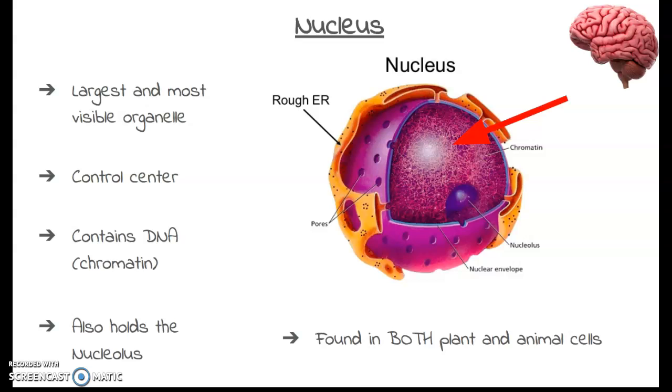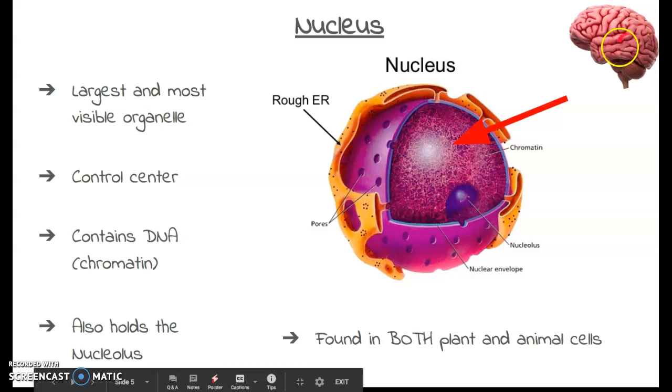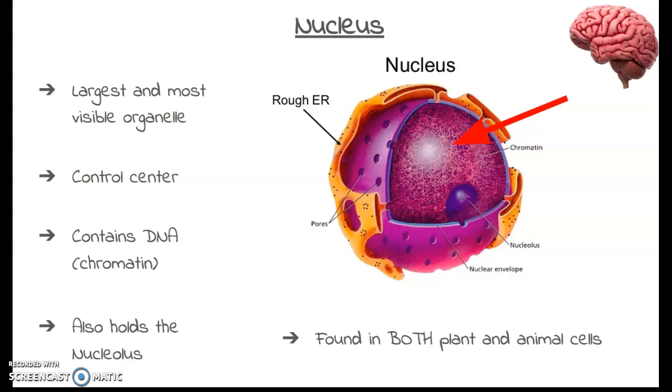It's the control center. That's why I have a picture of a brain here. Basically, if you were to compare a cell to the human body, the nucleus is the brain. It controls everything. Just like your brain is telling you to breathe and your heart to beat right now, that's what the nucleus does for the cell. It does contain the DNA. If you look in here, all these little squiggly things inside the nucleus, that is the DNA or the chromatin. So it does store that.